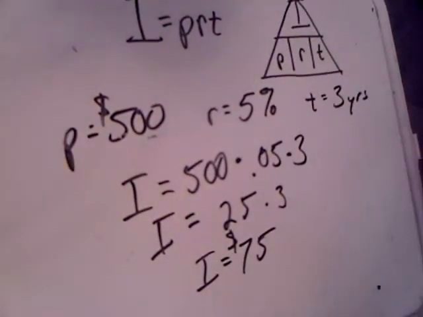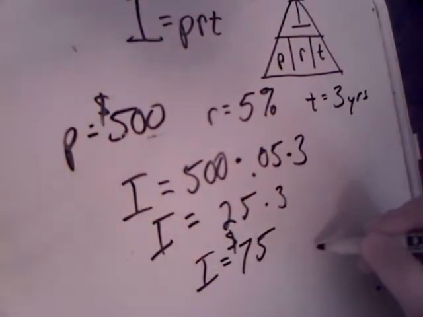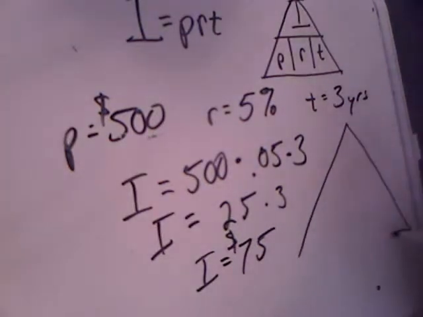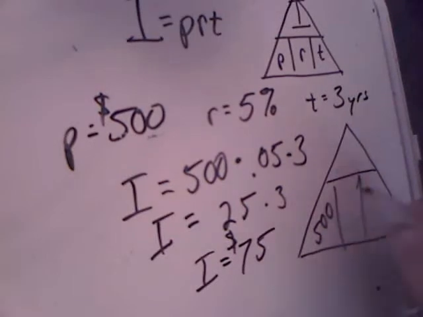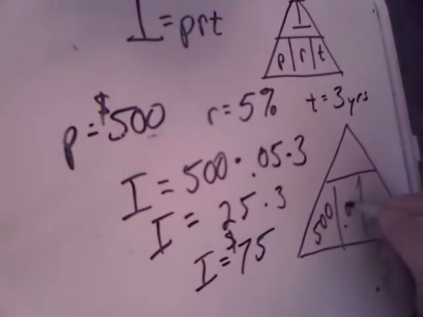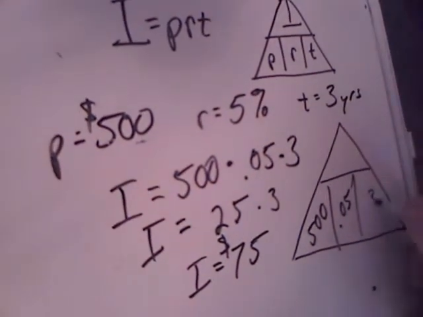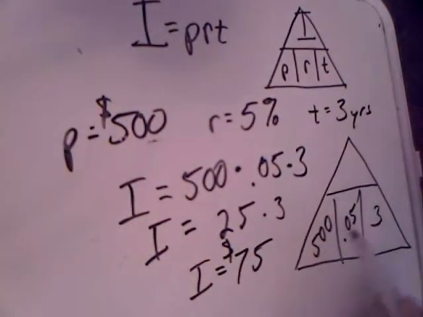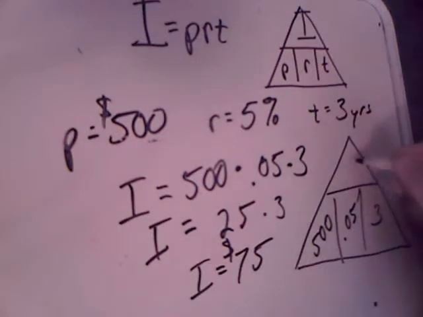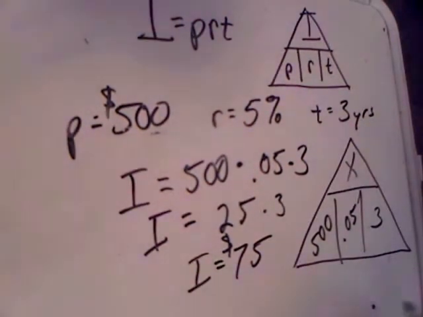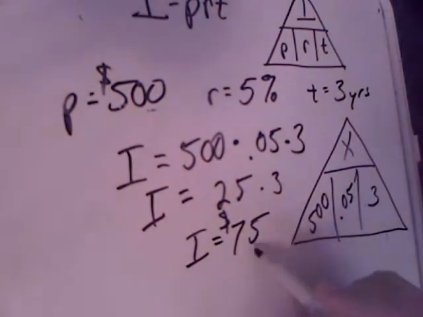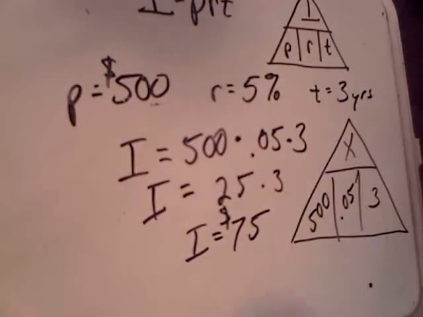We could also plug this in to our triangle. So we know that the principal is 500, we know that the rate is 5% or 0.05, and the time is 3 years. Now because these are all on the same level, we're going to multiply all of these things, and we will get our interest. When we multiply all of these things, we're still going to get that $75.